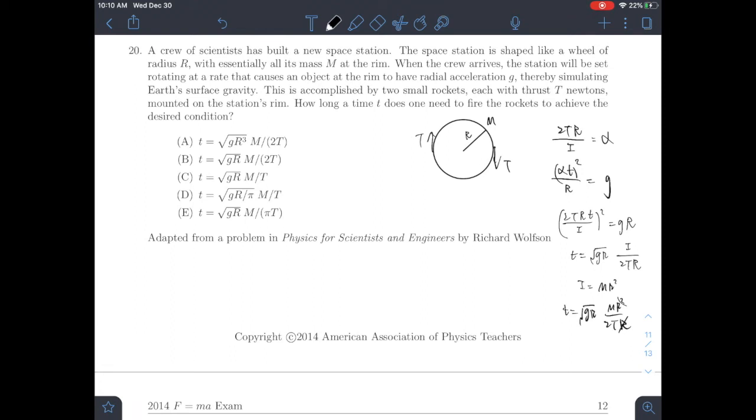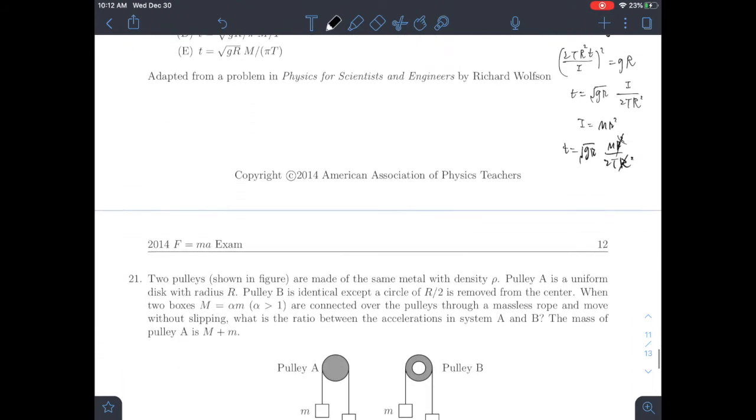Okay, so the desired outcome will be equal to A, right? Oh no, I made a mistake. I forgot to add an r after the angular acceleration. Angular acceleration times r is equal to the linear acceleration. What we want to know is the velocity, not the angular velocity. Okay, so let's put in r here, and we need r squared here, so r squared and r squared cancel out. Then we will have t equal to the square root of m g r times m over 2T, which is B.